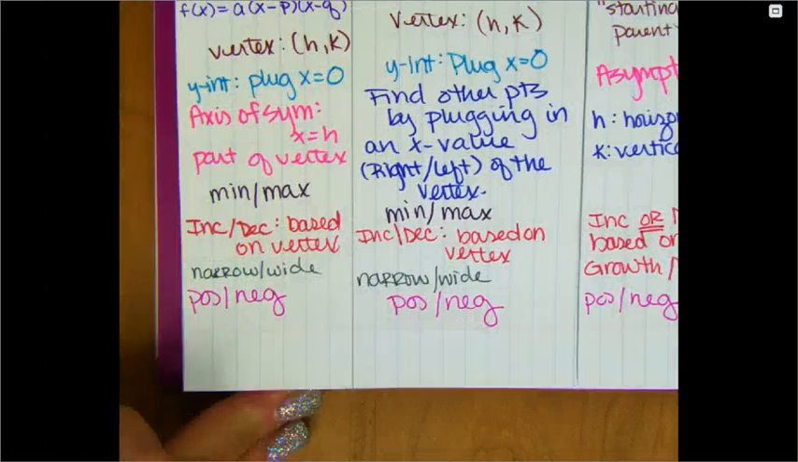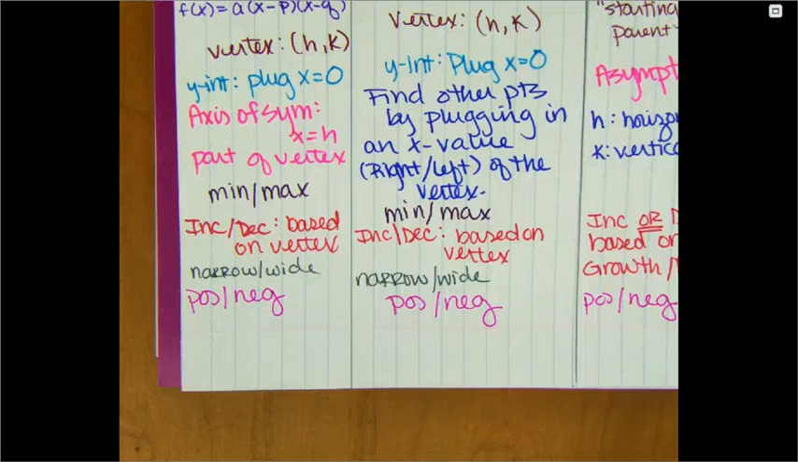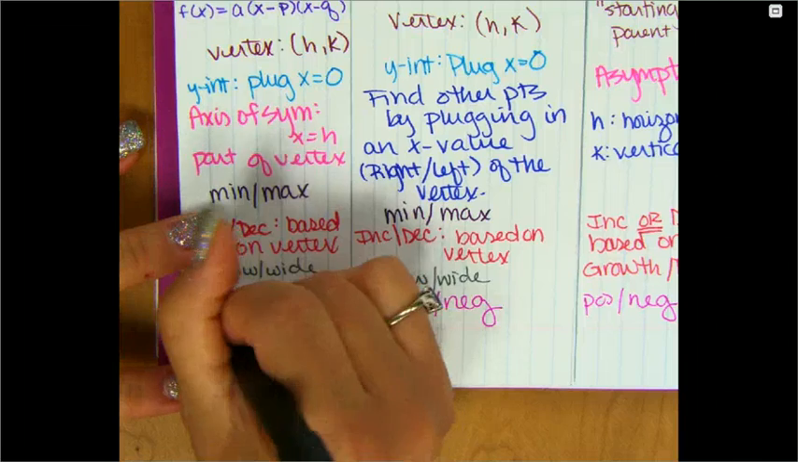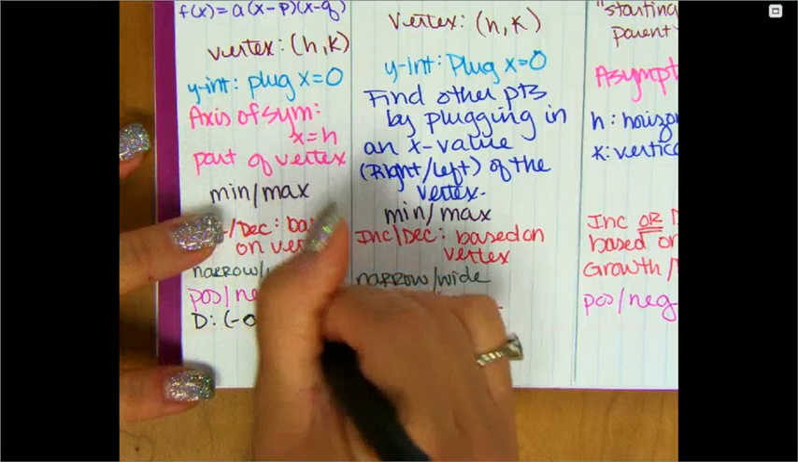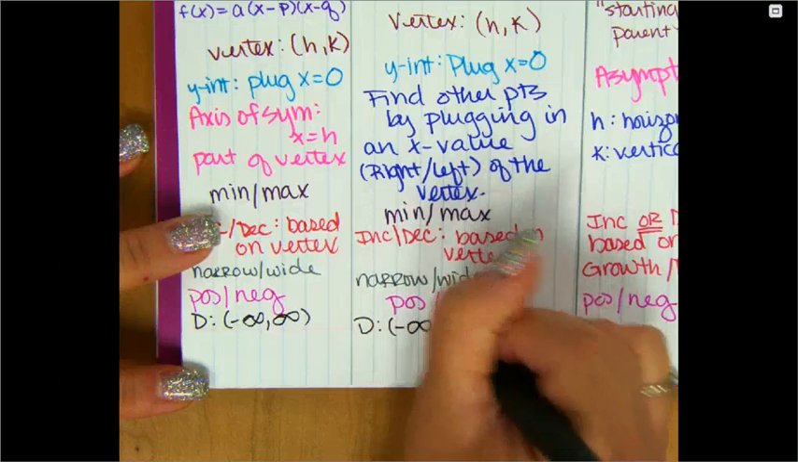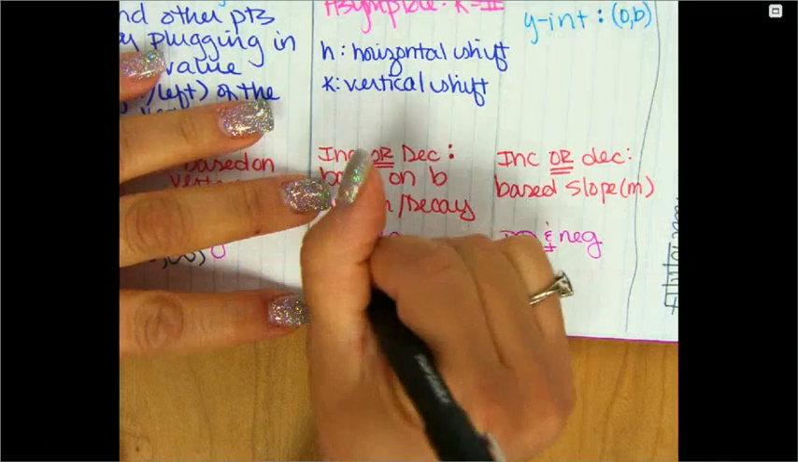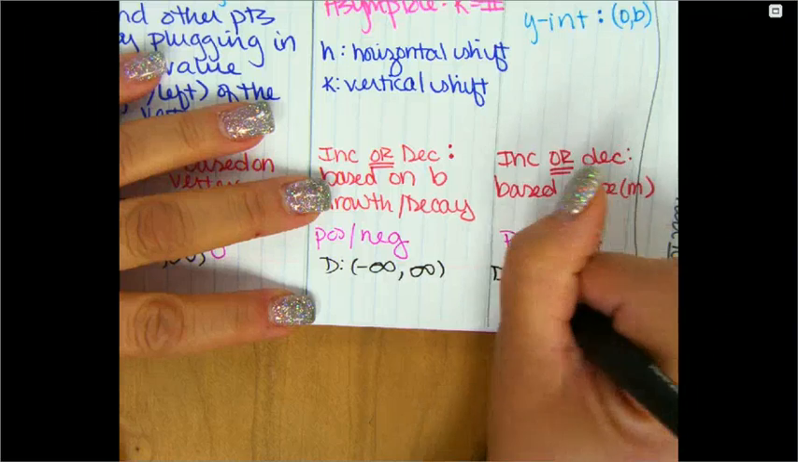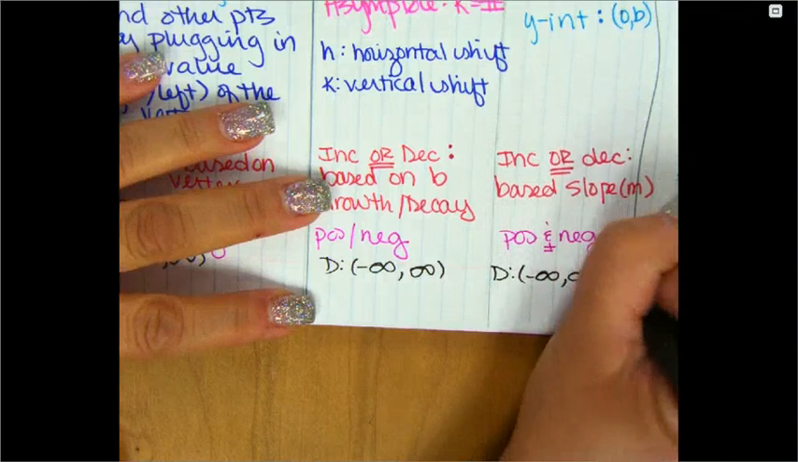And lastly, domain and range. Domain for a quadratic is what? Negative infinity to positive infinity. Domain for an absolute value is the same thing. Domain for an exponential is the same thing. Domain for a linear is the same thing. Oh, look at that. Not till we get to IM2 will it change.